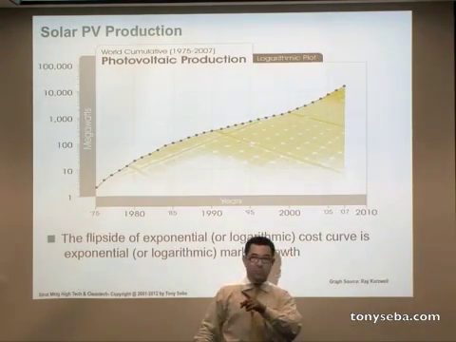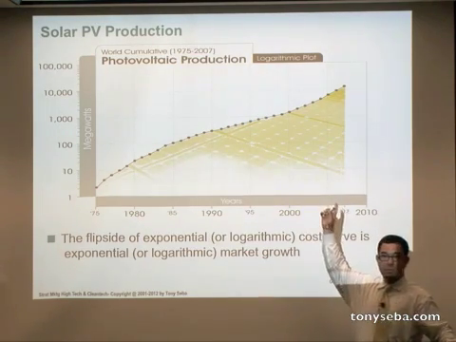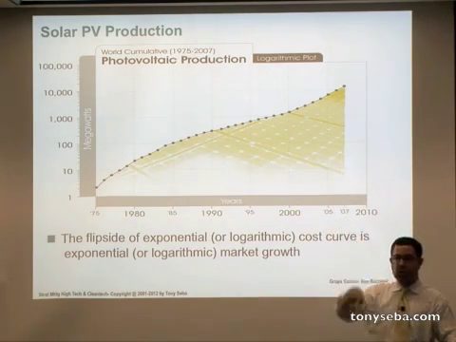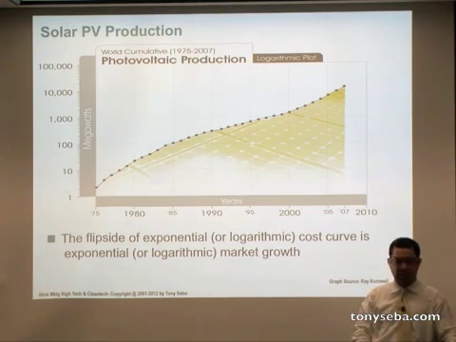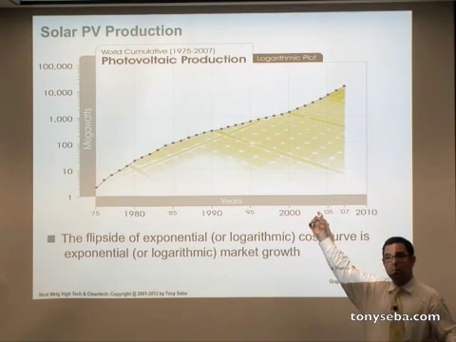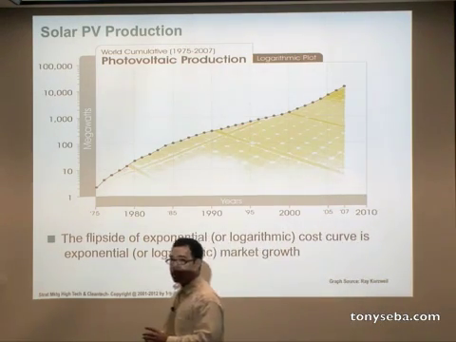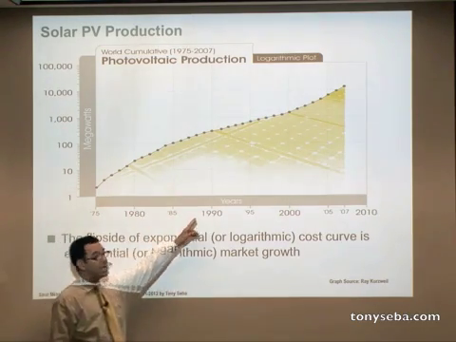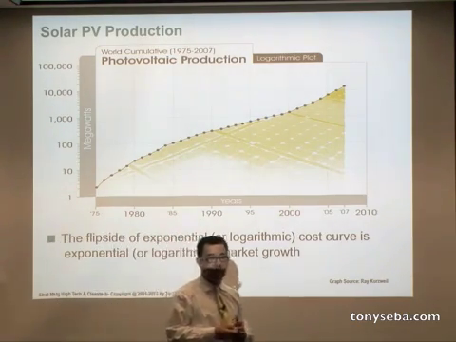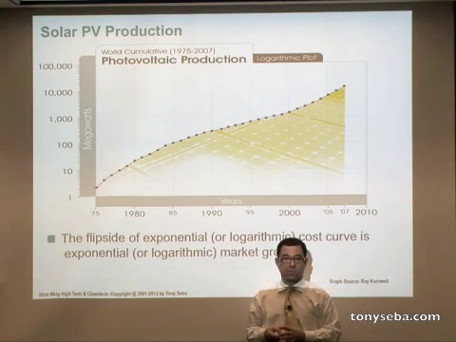Let me wrap this up. The opposite of that curve is this curve, of course. When your costs go down on an exponential, logarithmic curve, your demand will probably go up like this. And again, in solar PV, solar has been going up since 1990, with a compounded growth rate of 53%, year after year after year.